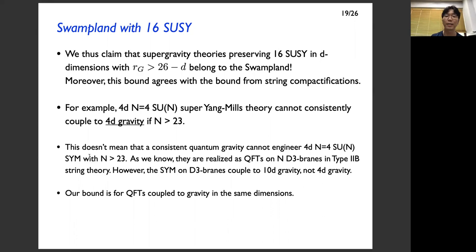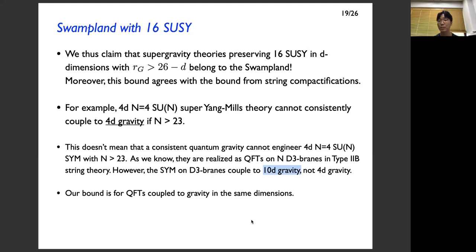We should be careful because, as we know, we can realize that quantum field theory as describing N D3-branes in type IIB string theory, okay? However, this theory can couple to 10D supergravity consistently, not 4D gravity. So we have to distinguish these two cases. So our bound works only for the CFTs coupled to gravity in the same dimension. Okay. So anyway, we had a very interesting lesson from strings.